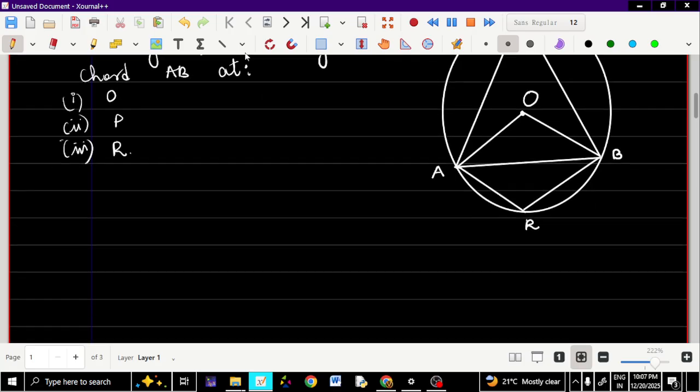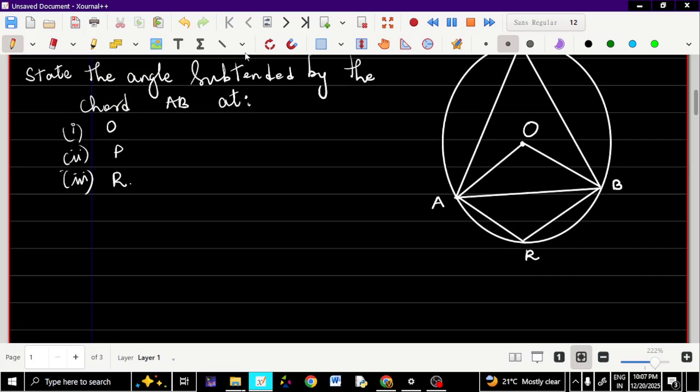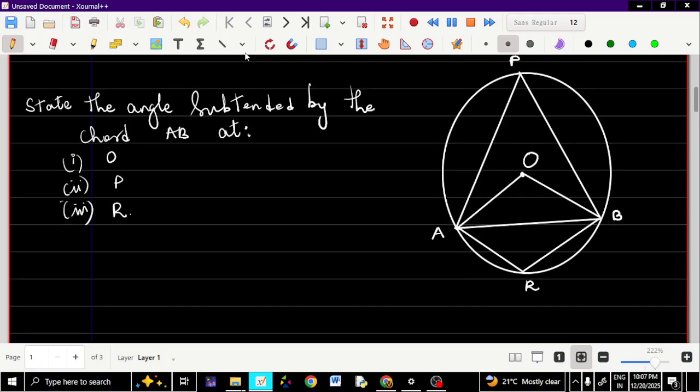Now I'll come to this example. I have a figure here. State the angle subtended by the chord AB at O. That is the origin. So what is the name of this angle? Angle AOB. So the answer to this will be angle AOB.